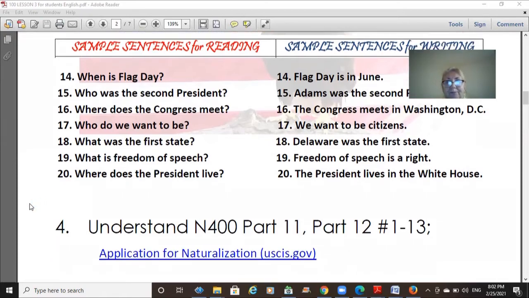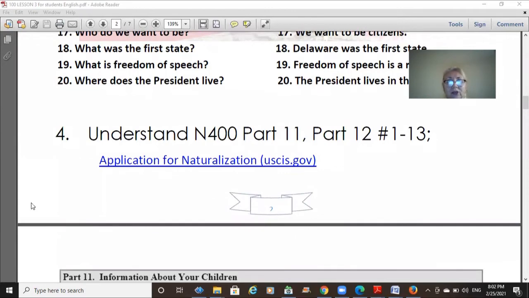Then the officer will ask you a lot of questions on your N400 form, which is the main form you use to apply for US citizenship. And during this lesson, we are going over part number 11 and part number 12, items 1 through 13. You can find the form N400 by clicking on the link I provided here. Let's take a look at part number 11.